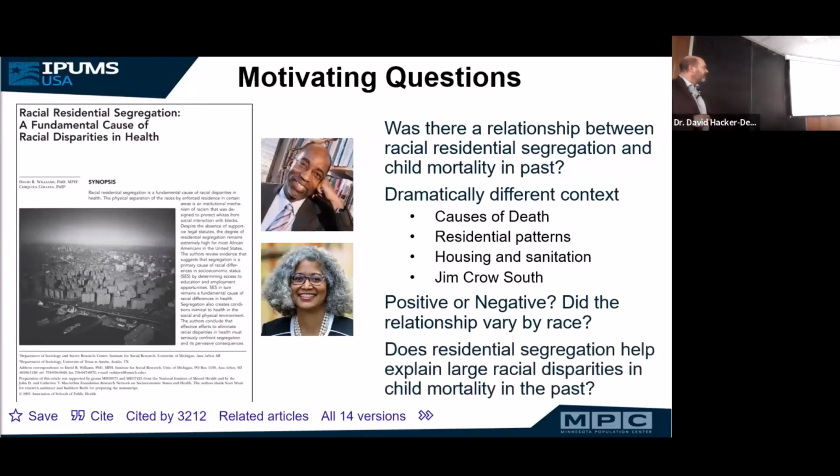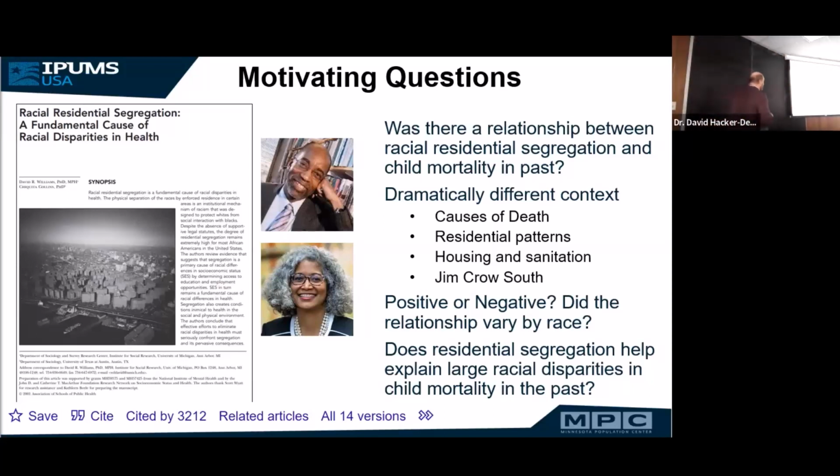And finally, I think you know this, but I'm going to show again, there are large racial disparities in mortality in this period. And of course, they persist over time. And this is the question, do they contribute? Does racial residential segregation contribute to these disparities?